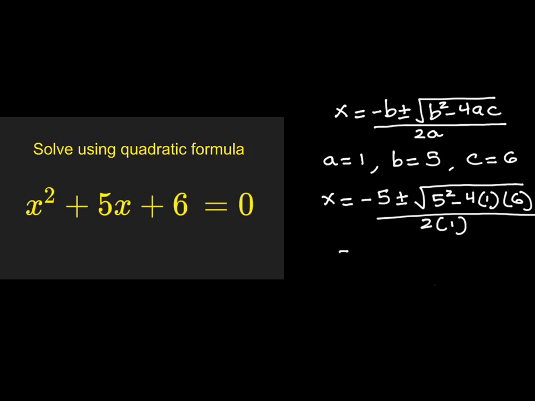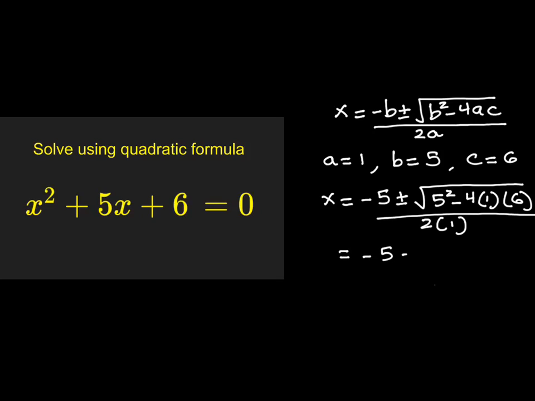So b is positive, so you're going to put negative b, so negative 5. It's because it's positive 5, so when you take the negative of that, it's going to be negative 5. Plus or minus, then you square the 5, which is 5 squared, minus 4 times a, which is 1, and then c, which is 6. And the denominator is 2a, right? So 2 times 1, which is what we put in the denominator.